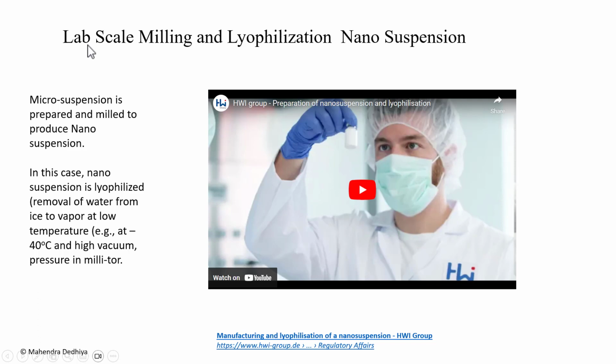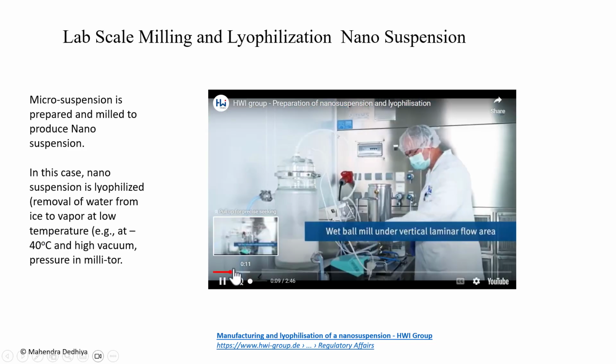Here's an example of lab scale ball media followed by lyophilization to make a nano suspension. These types of techniques at lab scales are used for parenteral products. Micro suspension is prepared and then milled to produce nano suspension. In this case, nano suspension is taken and lyophilized, removal of water at a very low temperature of minus 40 degrees centigrade. Let's look at a lab procedure here.